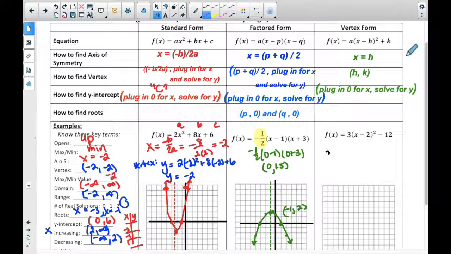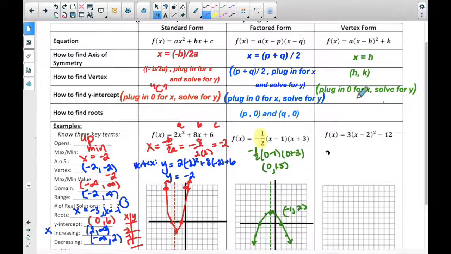Okay, let's talk about vertex form. Vertex form in a lot of ways is the easiest form. The axis of symmetry is x equals h. It's just given to you right here. Almost anytime you have parentheses, the sign is going to change. So this one was a positive P and a positive Q. This one is a positive H, but this one, this K, does not change signs. Okay, so our vertex is H and K.